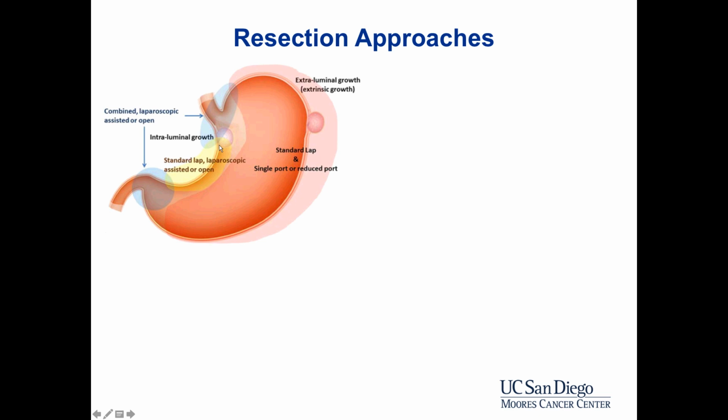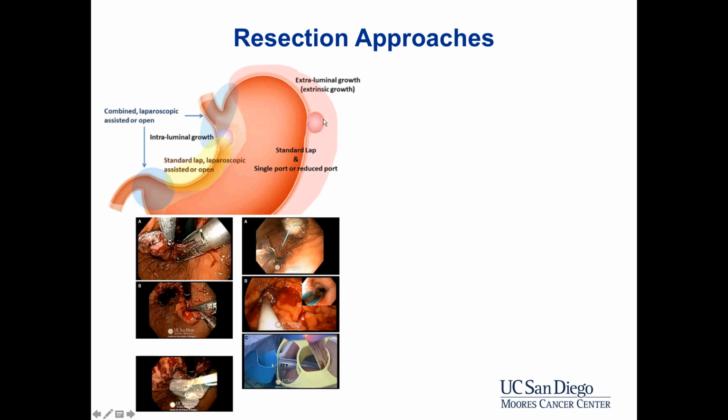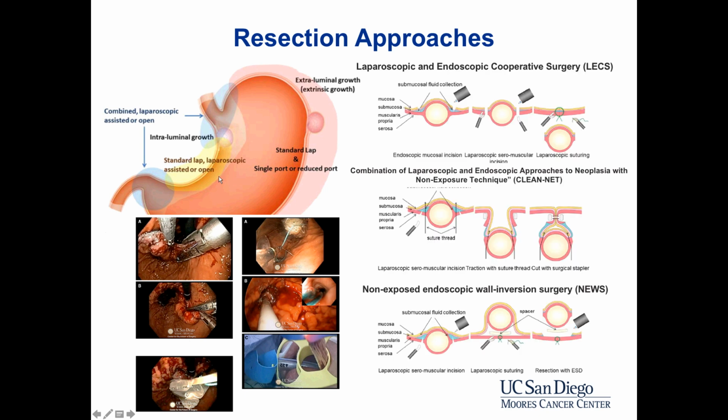These small ones are often discovered within the stomach just because patients tend to get upper endoscopy, and this is the most common place we see these. They can grow inward or outward. There's several different approaches for doing this. Our group has been very active in removing the small ones in the upper portion of the stomach via a combination laparoscopic and endoscopic approach where we're working inside the stomach, and this is actually images from our group showing where we can actually remove the tumor from the inside of the stomach.